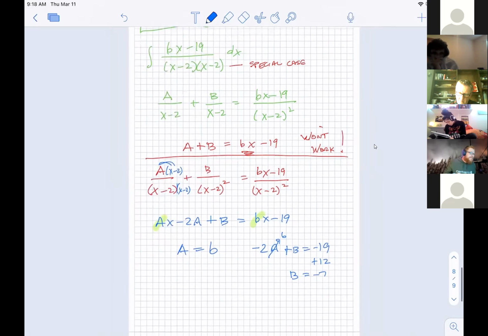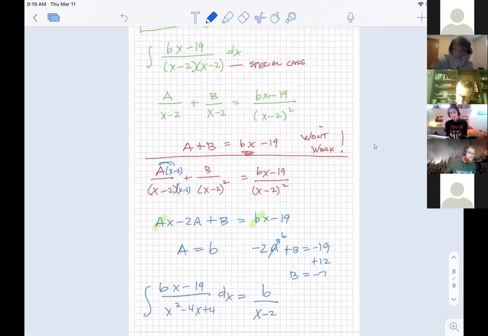Okay, so wait a second. You say I'm lost. Let's go back to what we were trying to do here. We were trying to figure out what the answer to this question was, and we just figured out a way to split it up. If a is 6, and remember that was over x minus 2, and b is negative 7, and that was over x minus 2 squared, that would do it.